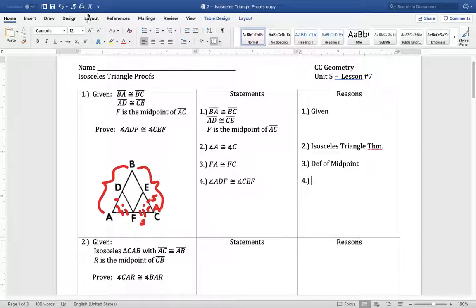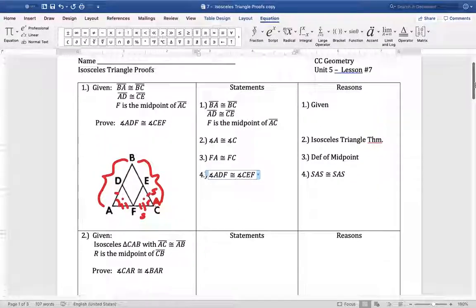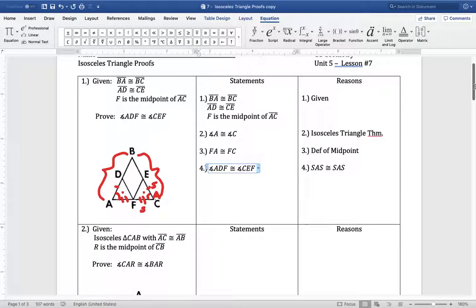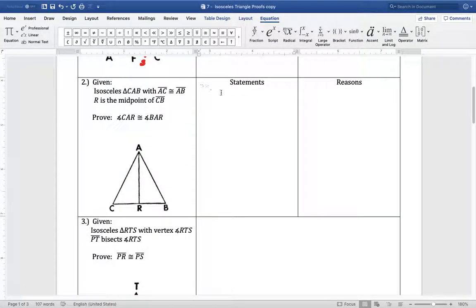And this is going to be side angle side is congruent to side angle side. Okay, so that's how isosceles triangle theorem works. I'll do another one here. This is the one where they're actually telling you that it's an isosceles triangle. Okay, so that one, quick little four-step proof, wasn't too terrible. Let's take a look at number two.